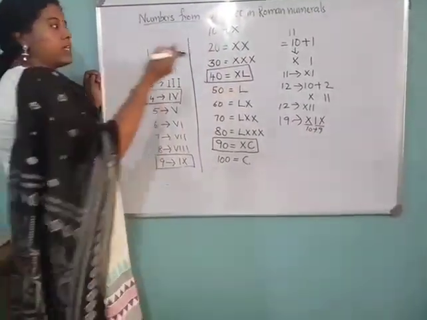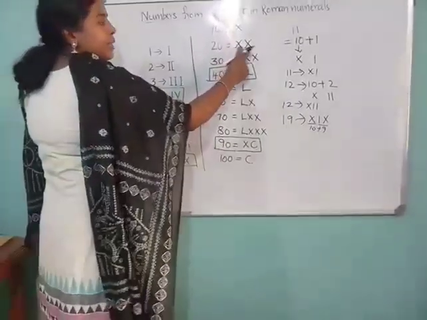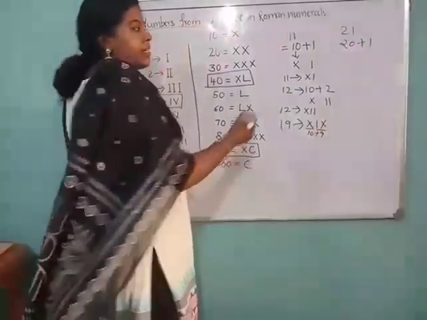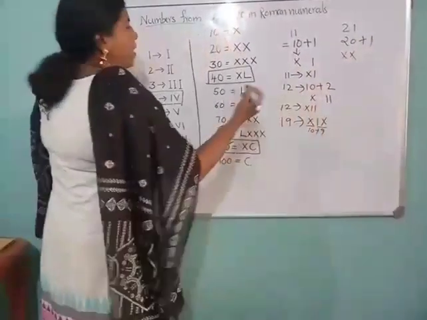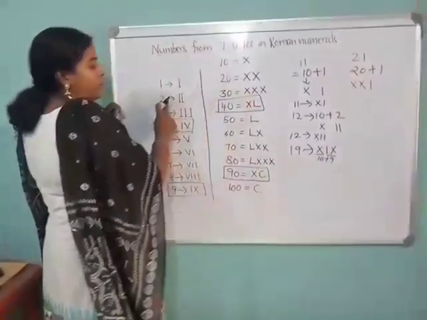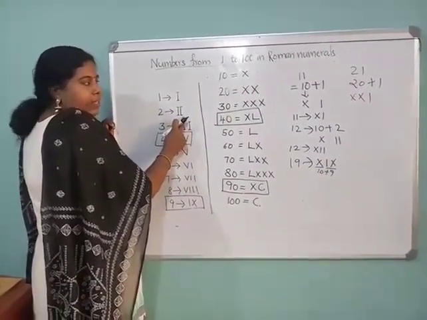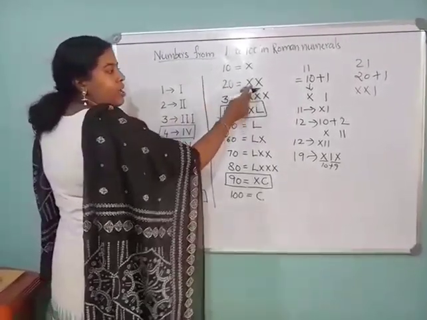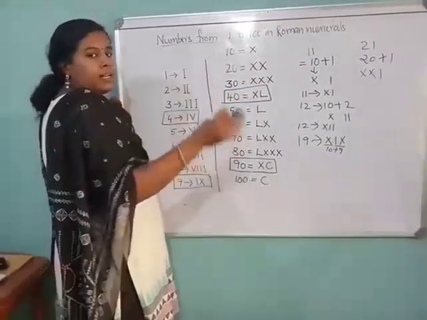The same way we can repeat it for 21, 22. So for 21 we will write 20, you know the symbol. 20 plus 1 is 21, right? So the symbol for 20 is XX. For 1, I. So 21 will be written as XXI. Now how to write 22? XXII. 23, XXIII. 24, XXIV. It continues like that till 100.